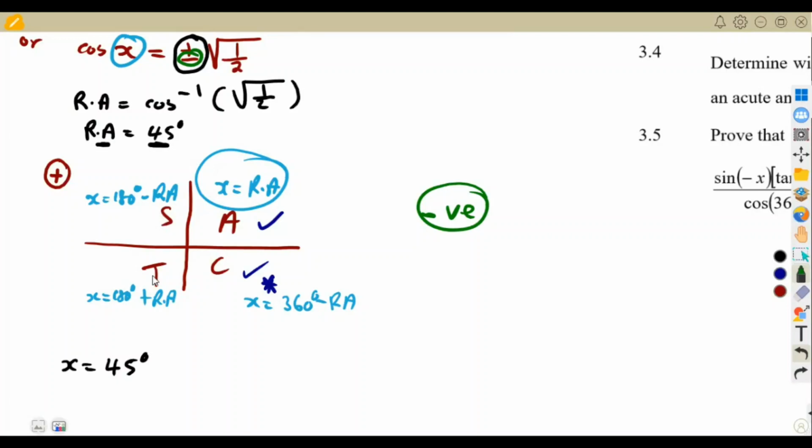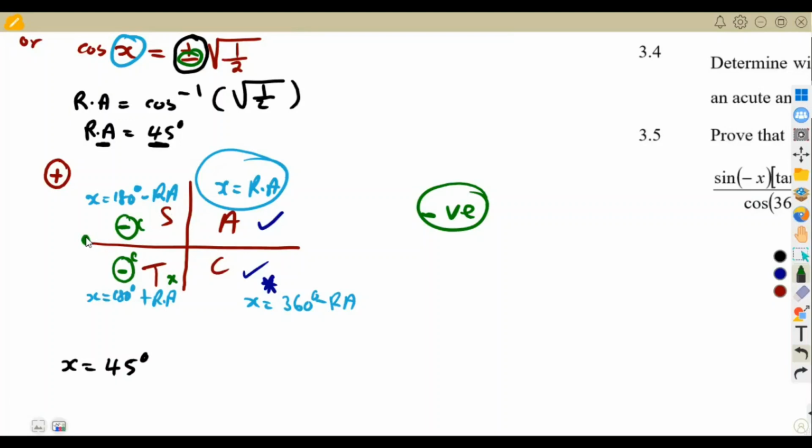There is S for sine, and here it's for tan. So it means if sine is positive, cos is going to be negative, and also cos is going to be negative here. So these are the quadrants where cos is negative. But because of the solution, we can't consider the third quadrant because it's above 180.